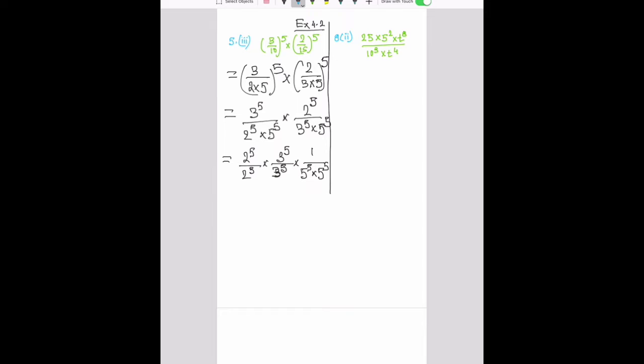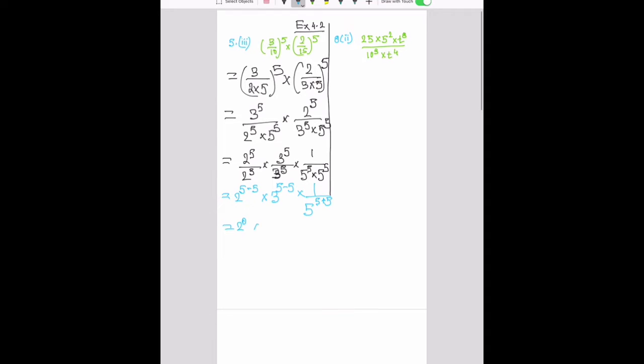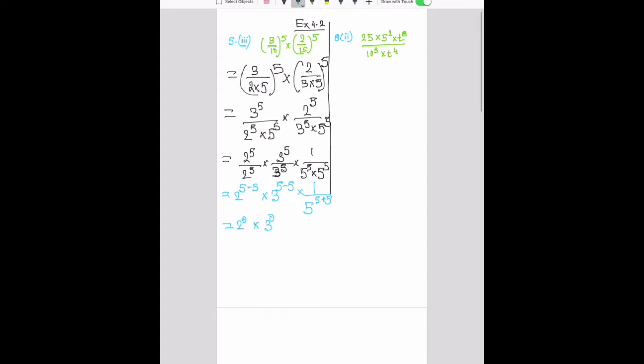So either we can do just normal cancellations since both are same, or we can even write it as 2 to the power 5 minus 5. So division of exponents is like subtraction of the powers. So this is 3 to the power 5 minus 5 into 1 by, this is multiplication, so this gets added. So 2 to the power 0 into 3 to the power 0 into 1 by 5 to the power 10.